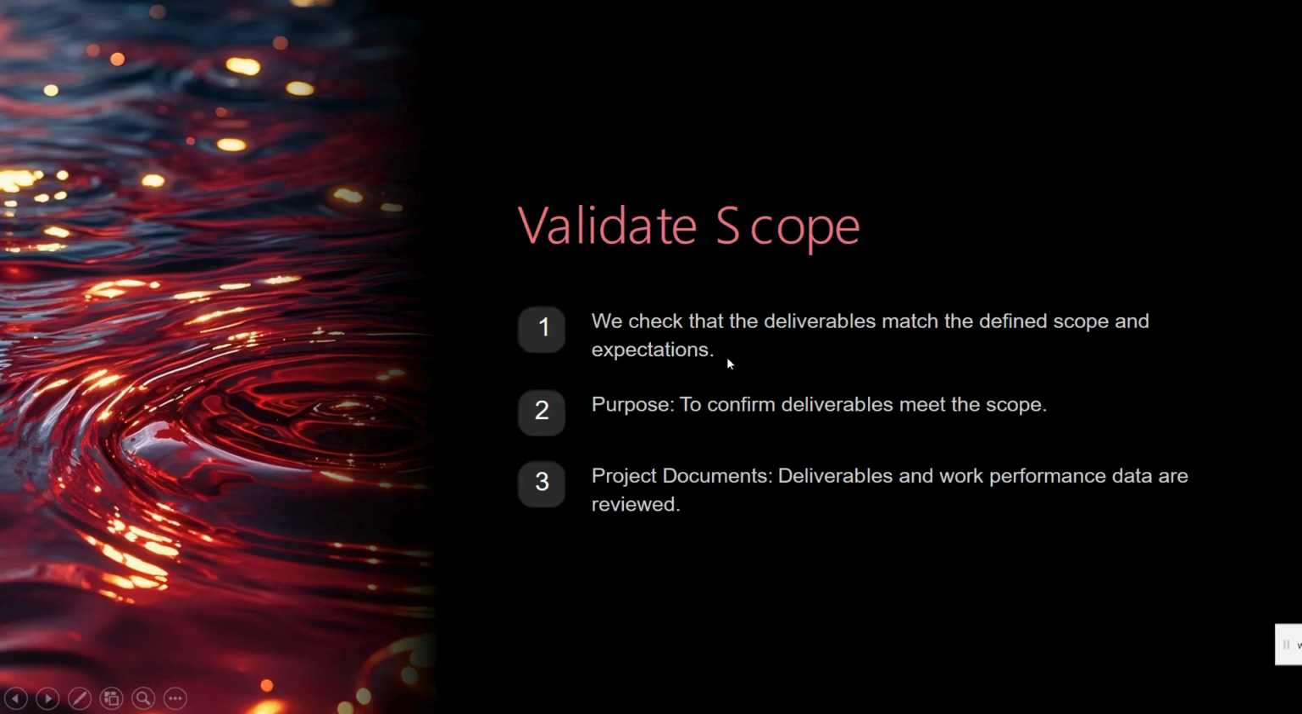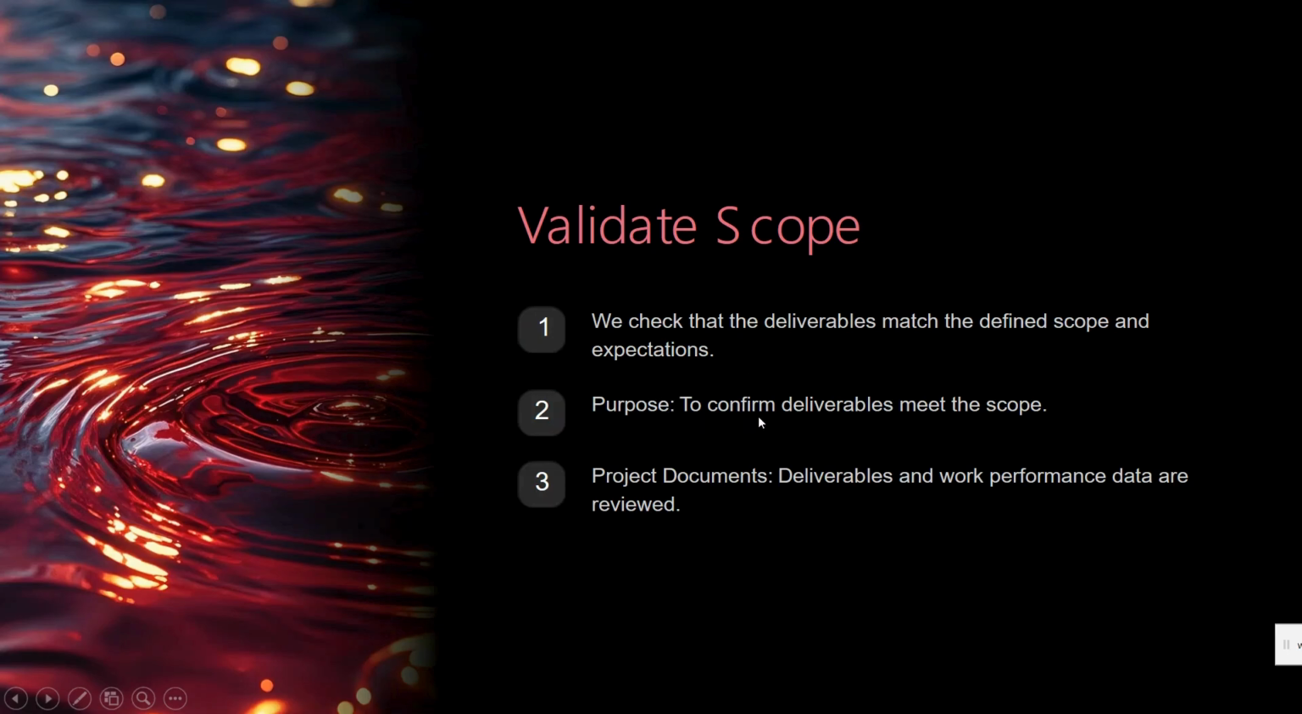Imagine you are building a house. You would want to make sure that the walls, windows, and doors are exactly what was planned, right? That's what scope validation is all about, making sure what's being delivered matches the project goals. So we will check that all the deliverables match the defined scope and expectation. So it's very important.